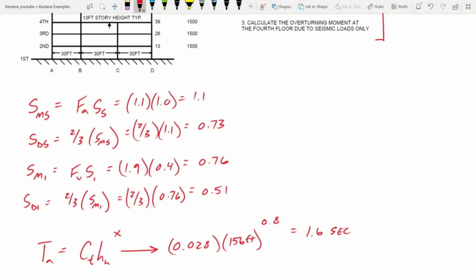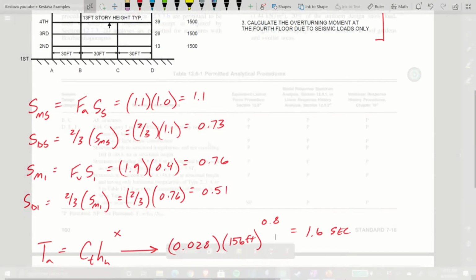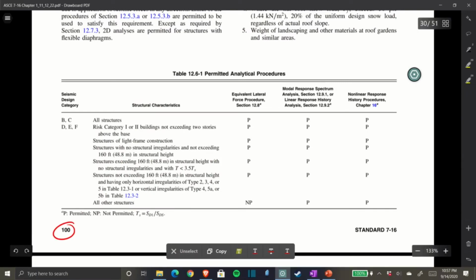Now, I said before that we're using the equivalent lateral force procedure, but we need to make sure that it's applicable for us in this scenario. So we need to go back into our code, and we're going to flip over to table 12.6-1, which is on page 100. See you there. Here we are, page 100, table 12.6-1. This is where you make sure that your procedure is permitted based on the type of structure you have and the design category you're in, your seismic category, your risk category, all that kind of stuff.